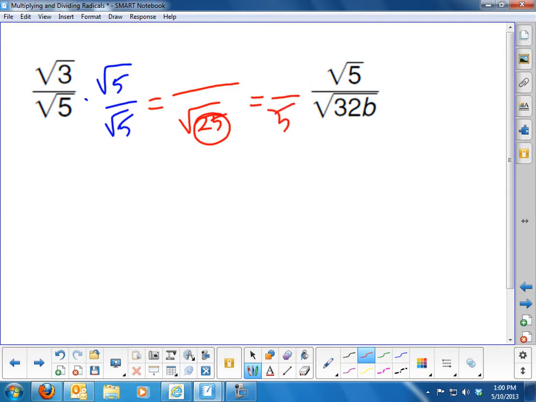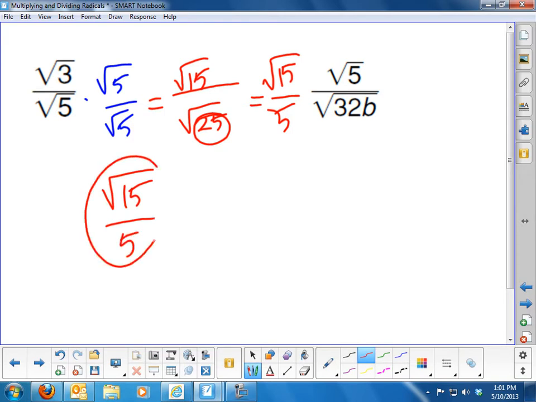You're allowed to have numbers in the denominator, just not numbers under square root signs. Now I need to take care of my numerator. Square root of 3 times the square root of 5 is the square root of 15. Can we simplify that any? Is there any perfect square that is a factor of 15? The answer is no. So my answer to this problem is the square root of 15 divided by 5. Let's try the next one.